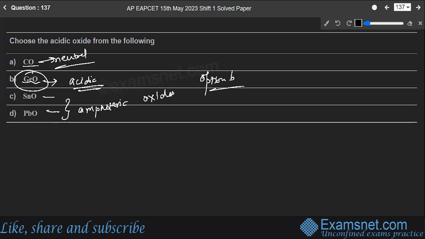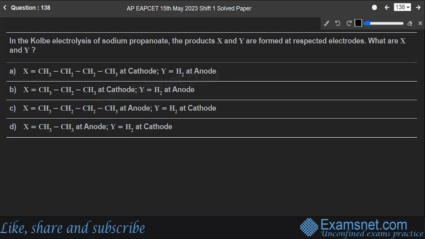Hope you got that. Next is question number 138. In the Kolbe electrolysis of sodium propanoate, the products X and Y are formed at the respective electrodes. What are the X and Y? Okay, so first of all, sodium propanoate, this is given by 2 CH3CH2COONa. This is sodium propanoate.